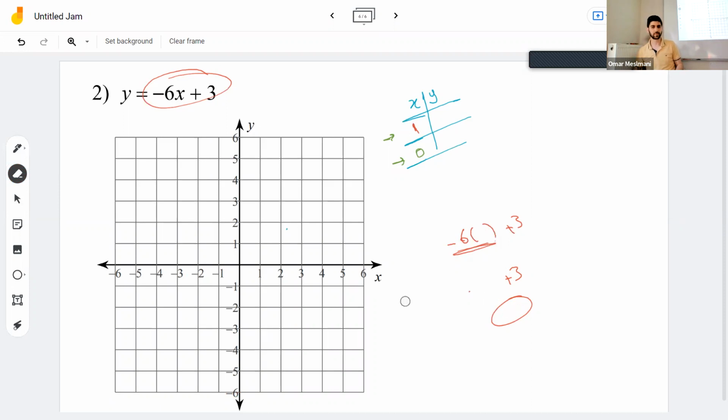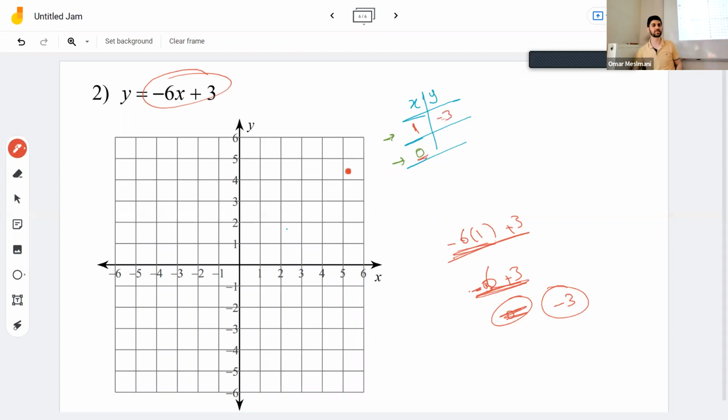What is the answer going to be? Instead of x, I put 1, so -6 times 1, and then plus 3. Sorry, I'm answering myself wrong. -6 plus 3 is -3. So the answer here is not 0, it's -3, because I did it mentally: -6 plus 3 gives -3. So now this is -3.